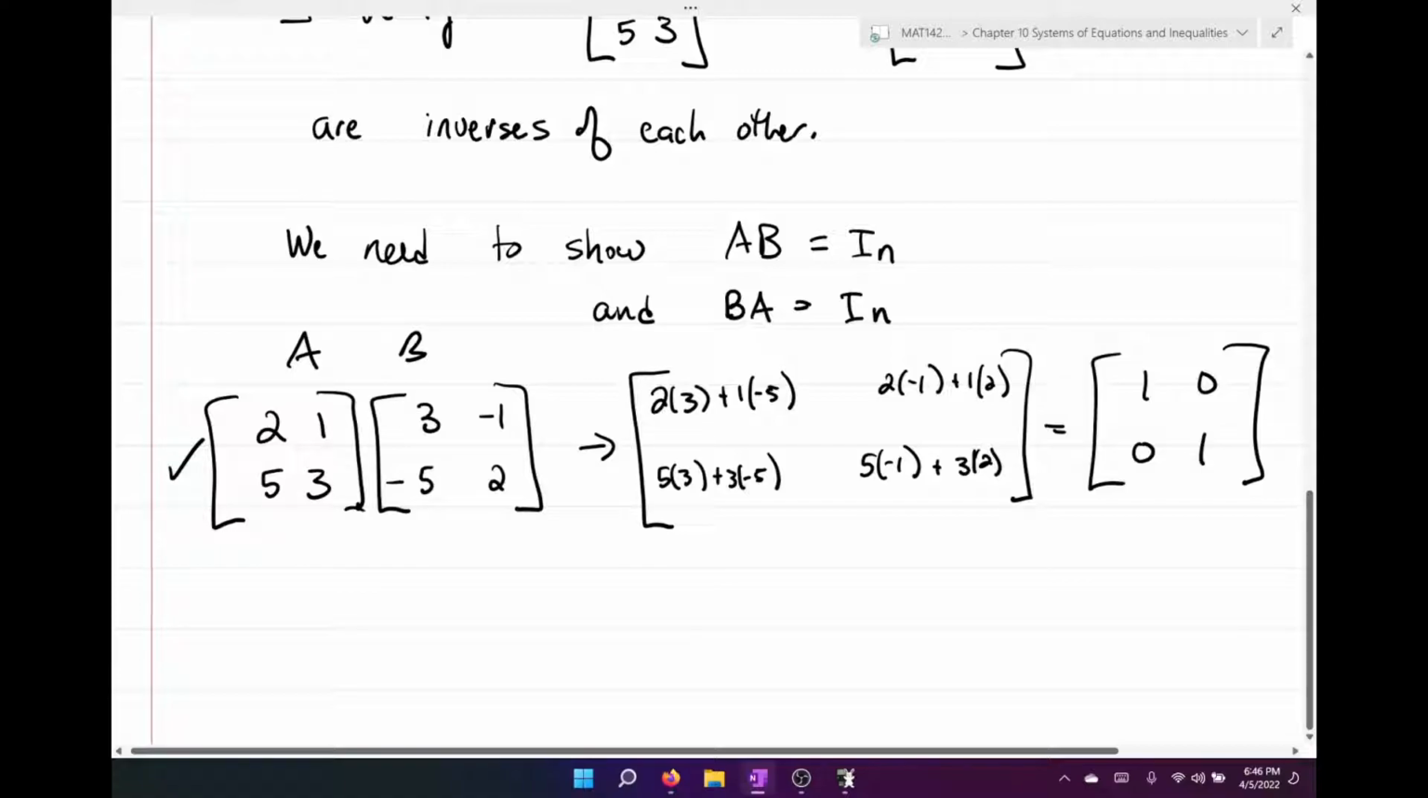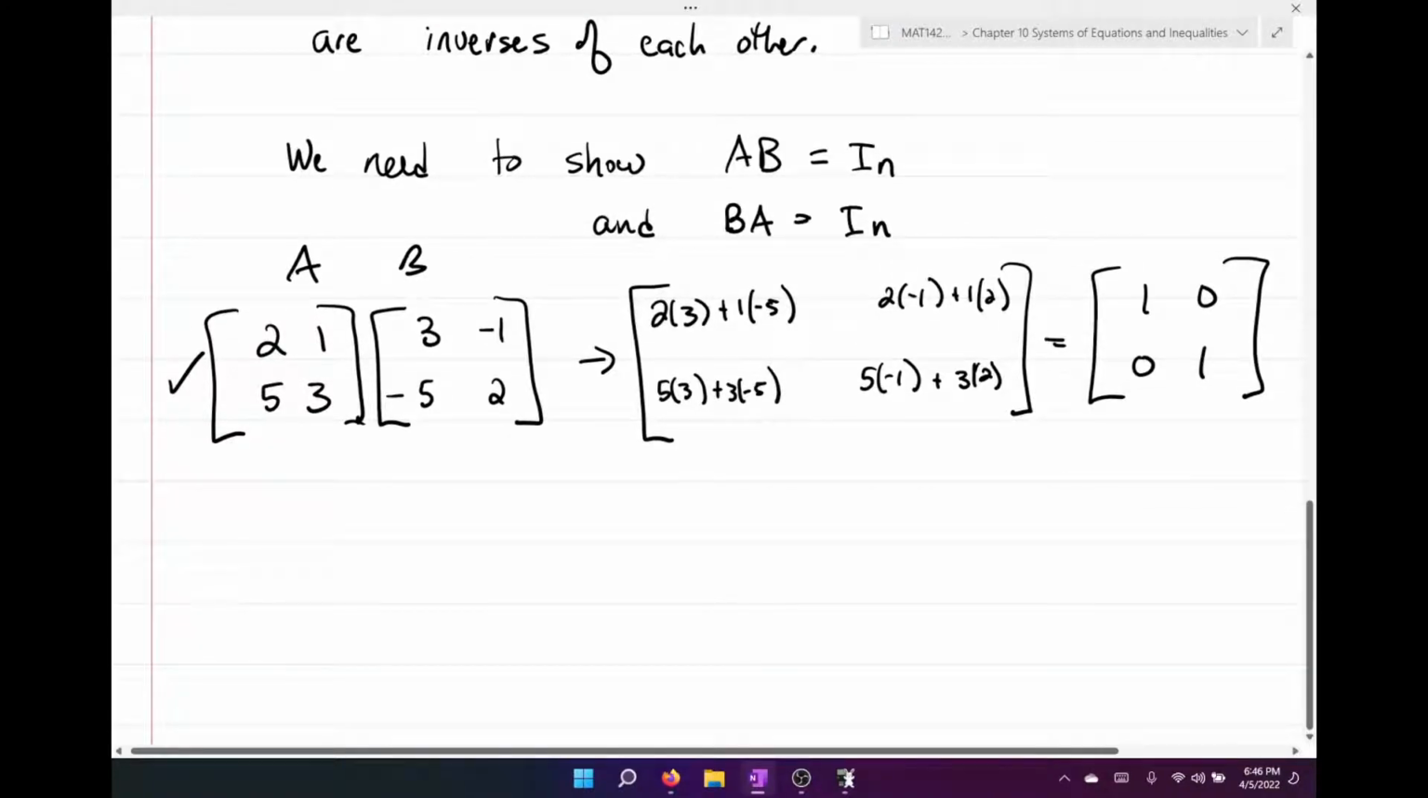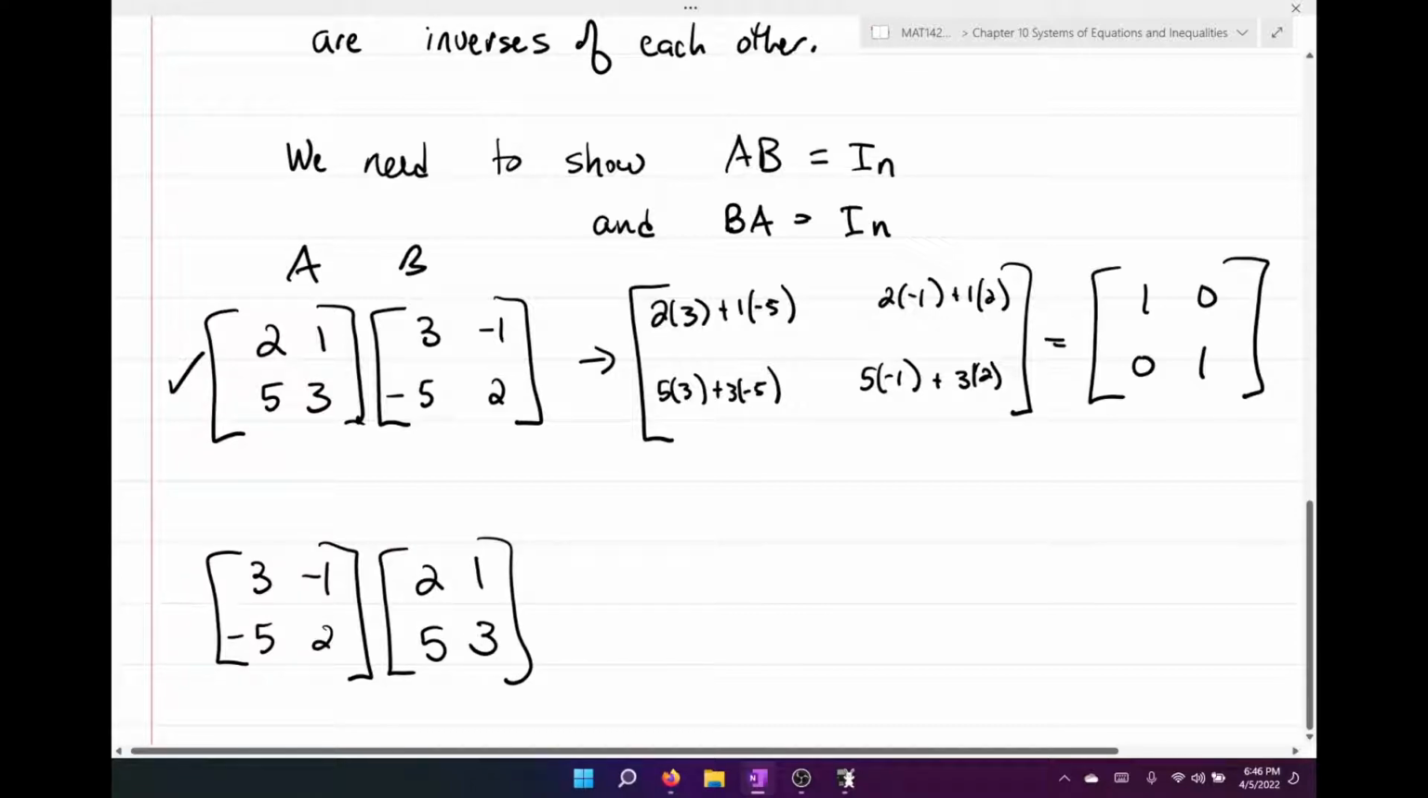All right? Now we're going to switch them. [[3, -1], [-5, 2]] times [[2, 1], [5, 3]]. And this also has to equal our identity. In this case, it's going to be I2, our identity matrix, which is a 2 by 2 square. So just set it up again.